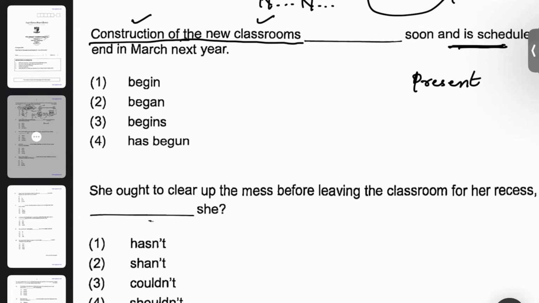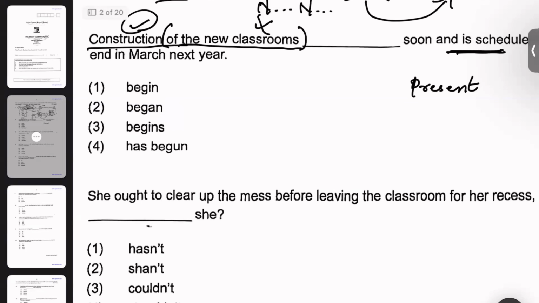Only if I know if the subject is singular or plural, I will be able to give the right answer for this question. Now let's identify this. This is one of the rules in subject verb agreement where of the new classrooms is basically a prepositional phrase. If you have the subject added to a prepositional phrase, then you cannot consider the prepositional phrase as part of your subject, which means you will take construction as the subject and not the classrooms, because classrooms is a part of your prepositional phrase.